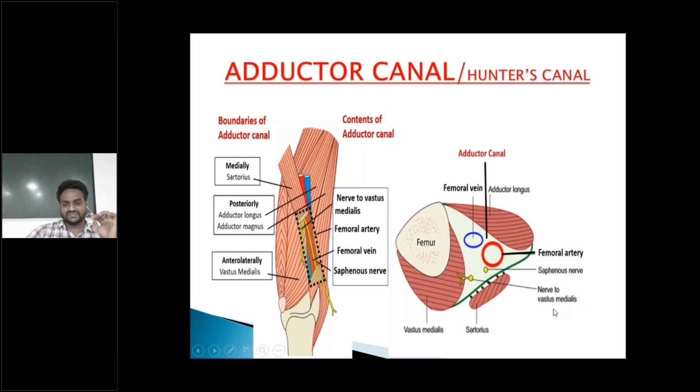These are the contents. So the femoral artery is coming from the femoral triangle. The femoral vein also continues into the femoral triangle. The saphenous nerve and nerve to vastus medialis, these two are branches of the posterior division of the femoral nerve. They enter the adductor canal. Okay, that's enough. So what is the clinical importance of the adductor canal?